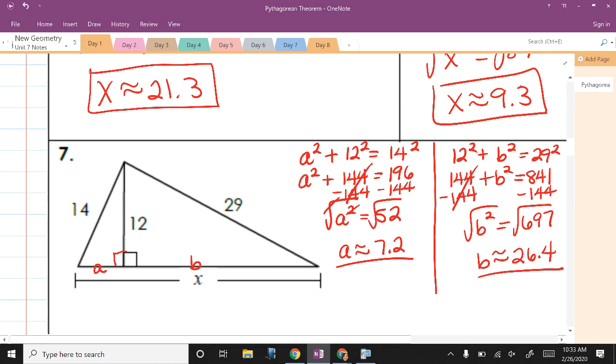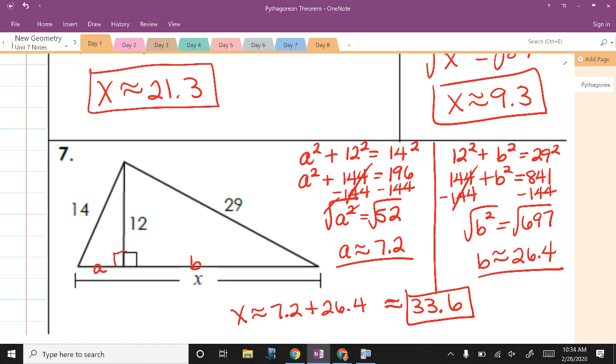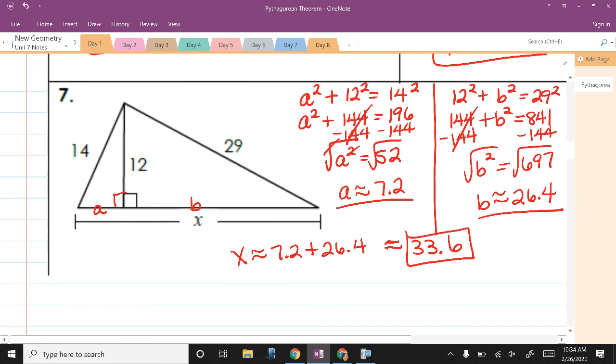All right, and so X is going to be, I'm going to say approximately because I've rounded these answers, 7.2 plus 26.4, which is going to be approximately 33.6. Is everybody okay with that? I had to find two legs of two different right triangles, and then that put together to make that length of that big side of that triangle.